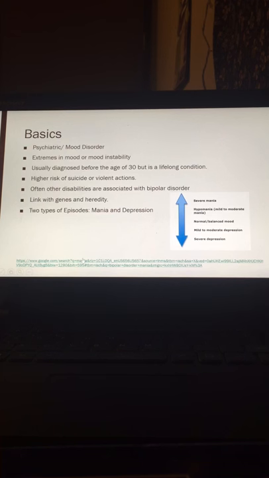There's been links with genes and heredity as maybe a source of the cause for bipolar disorder. Therefore, if the individual has parents or relatives that have bipolar disorder, it's more likely that they will have it too. And then it's also classified as having two different types of episodes. So there's mania and then there's also depression.